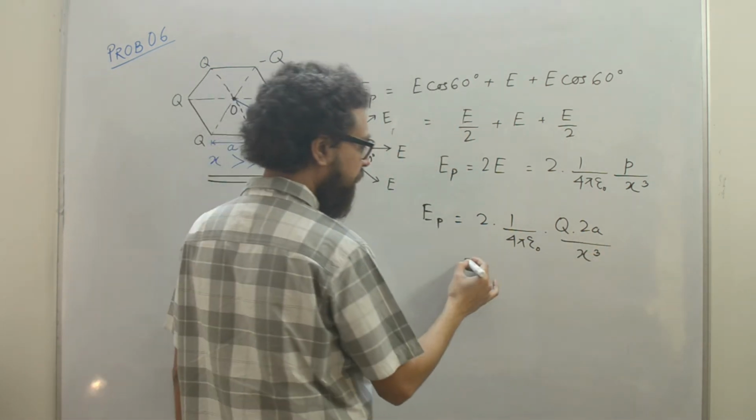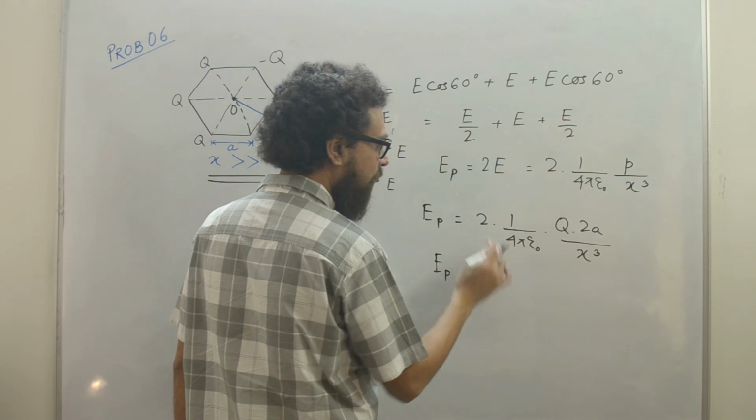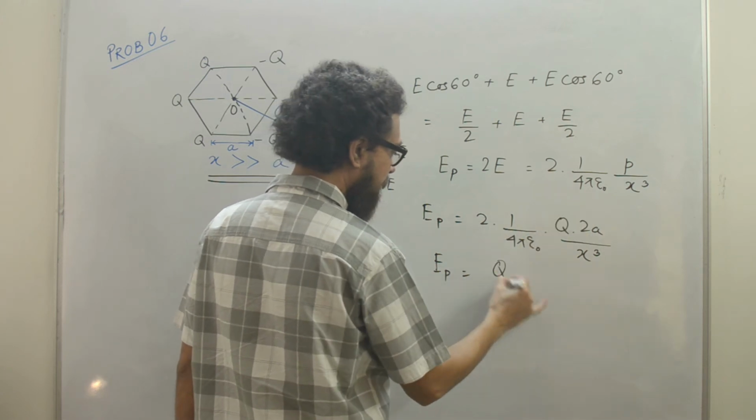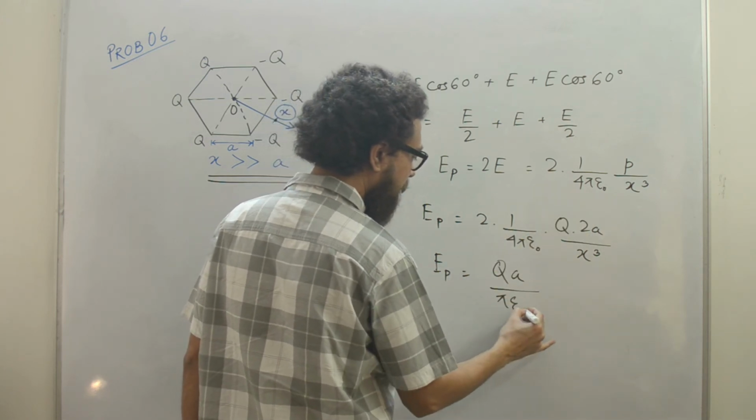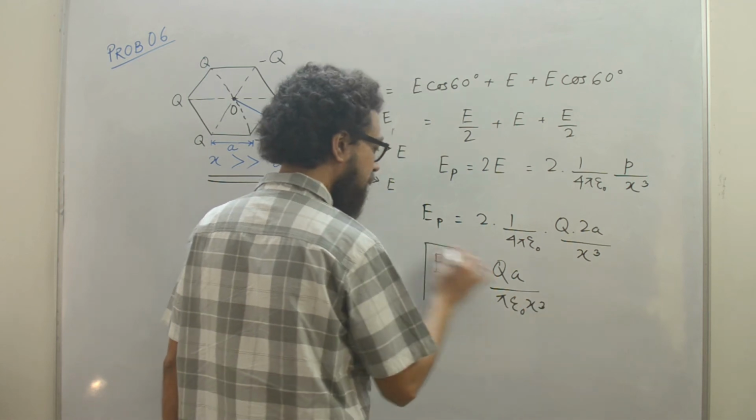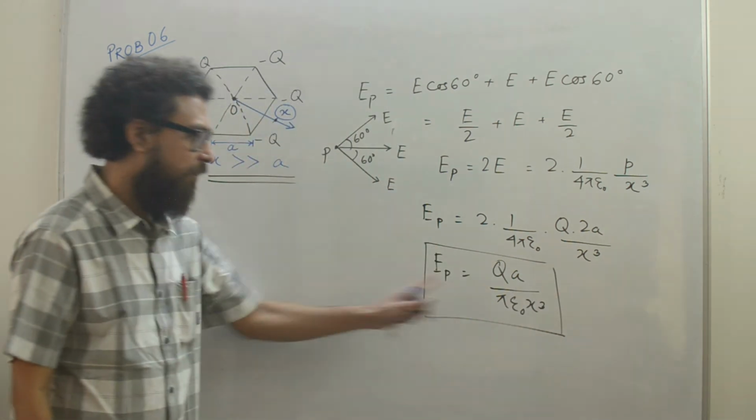So finally what I am getting, 4 is getting cancelled, qa by pi epsilon naught x cube. Just remember this is the expression, we have got the answer.